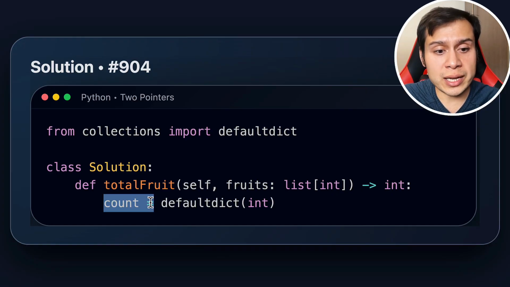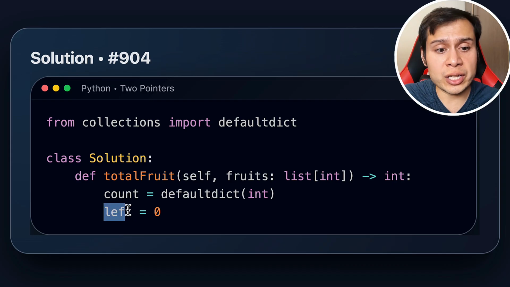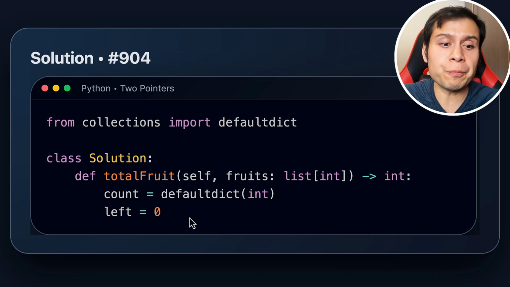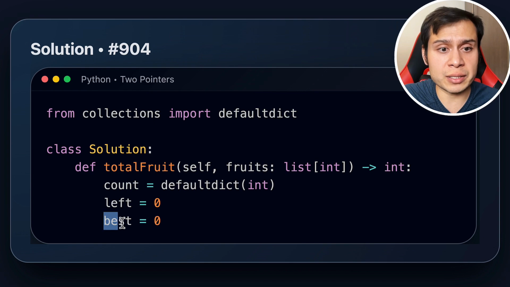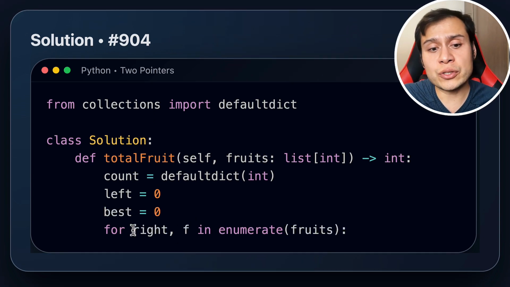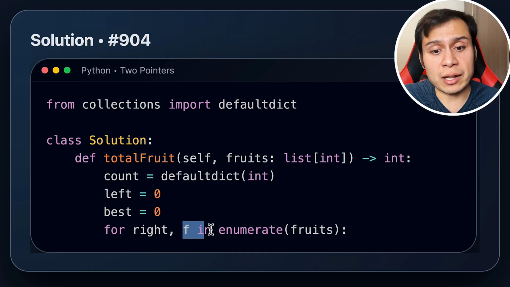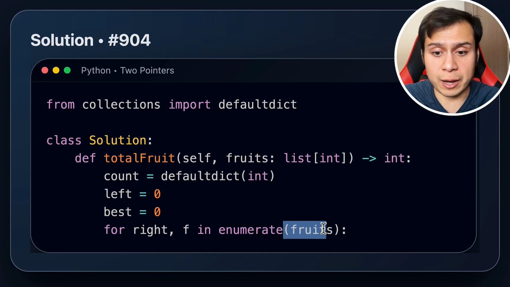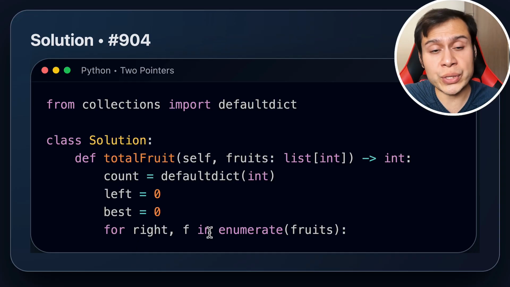Okay, so we initialized count, and then we're going to initialize our left pointer, which is pointing to the left side of the window, which starts from 0. And then we're going to initialize the best. This is what we're going to report at the end. And then we're going to use the right pointer and its value to enumerate or loop across our entire fruits array. And then this is what's going to expand our window.